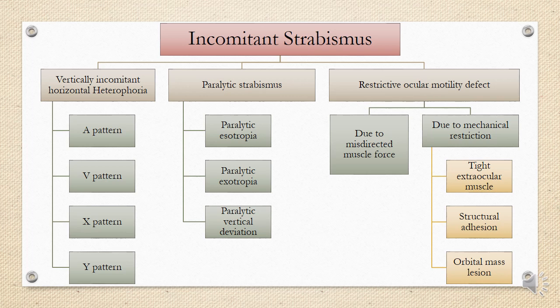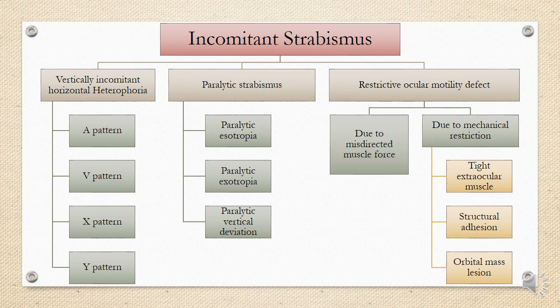Whereas when we say paralytic squint, it is basically paralysis of your muscles. It could be a paralytic esotropia, which results from lateral rectus paralysis or paresis, or divergence paralysis, the diverging muscle being basically your lateral rectus. If that is paralyzed, that could lead to paralytic esotropia. Or paralytic exotropia, which could be because of isolated medial rectus paresis. So there are two types.